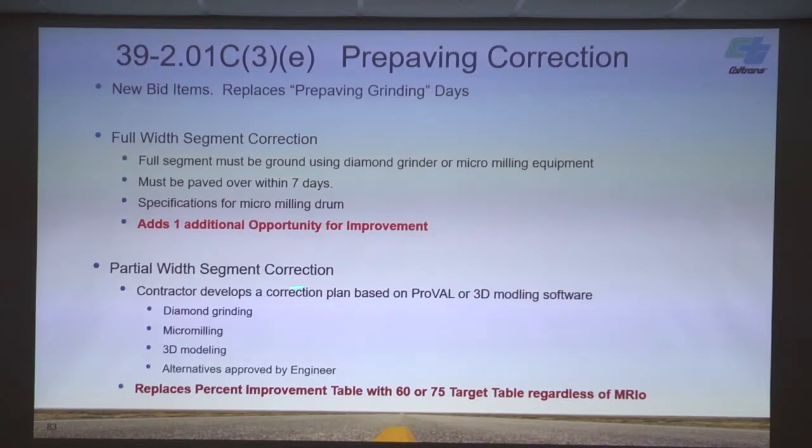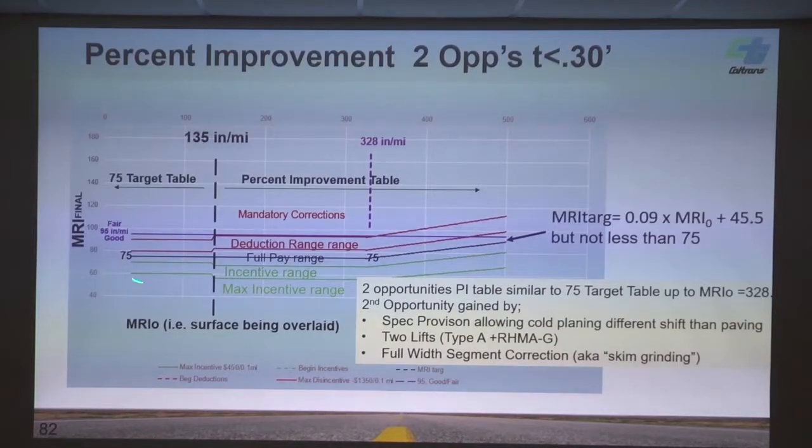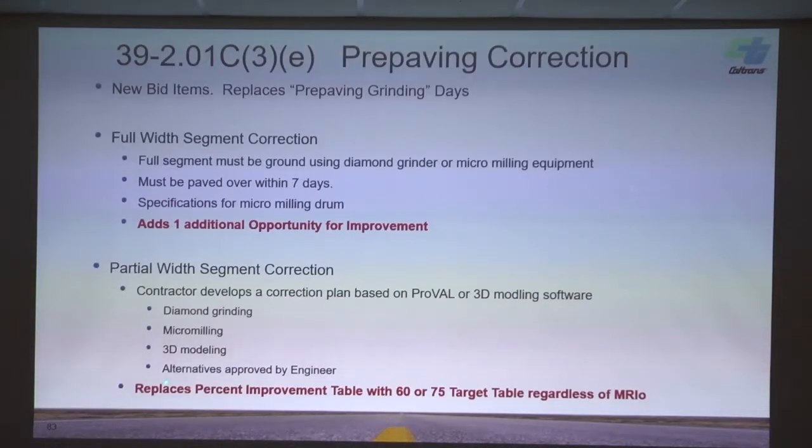When you use this partial width segment correction, it's not an opportunity for improvement, but what we do is just say you're going to use the 60 or 75 target table. It's a tighter spec. So if they use partial width segment correction, there's no more percent improvement. We're saying you had a chance to do what you wanted to do. Figure out where you want to grind. Whatever you do, we're holding you to the 60 or the 75 target table based on your layer thickness. They've got to provide us a correction plan.